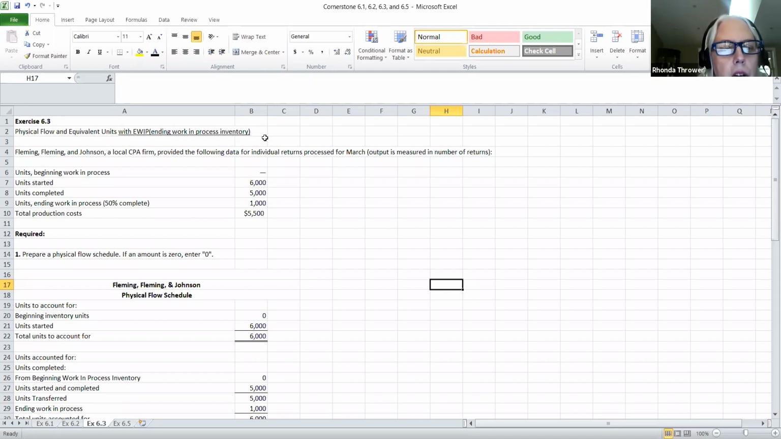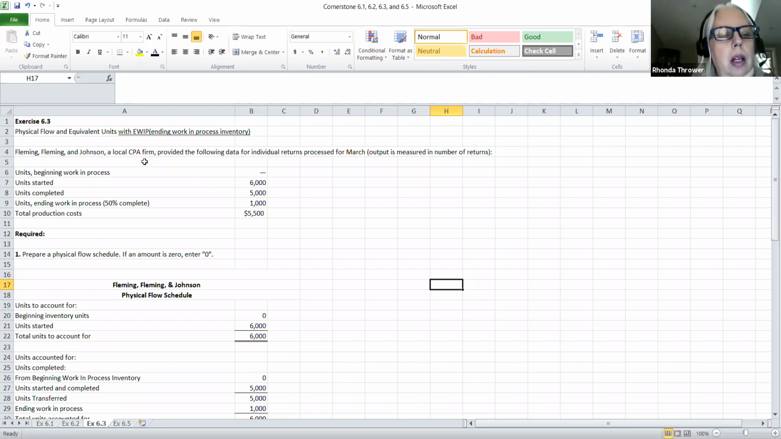I've got it underlined here because there's no beginning inventory, but there is ending inventory that we have to take into account. So if we have some ending work in process left over, we know that some of that ending work in process has not been finished. If it had been, we would have transferred it all and there would be no ending work in process account. So it's important that you realize that in this problem, there's no beginning inventory, but there is an ending inventory that you're going to be working with.